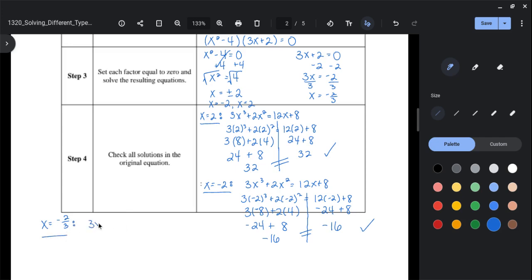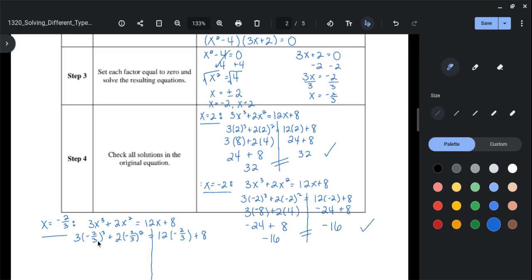So again, you're going to copy down the original polynomial equation. Everywhere I see an x, I'm now going to put in a -2/3. So 3 times -2/3 cubed plus 2 times -2/3 squared equals, maybe, again, this is what we're checking, 12 times -2/3 plus 8. So again, I don't know that these are equal, so I'm going to separate and do one side at a time, then compare our answers.